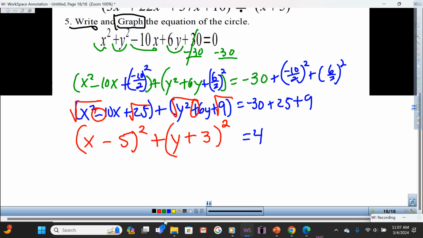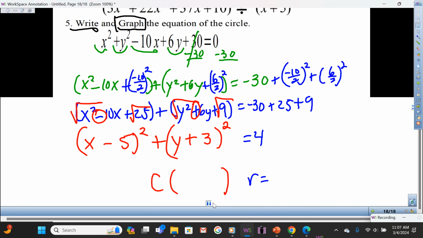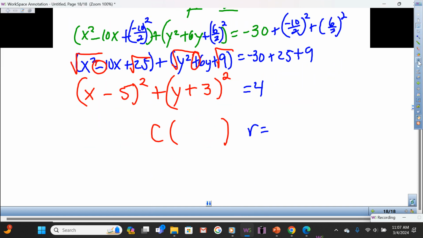Graphing. Okay, so I need a center. Tell your neighbor the center, and I need a radius. Tell your neighbor the radius. Center and radius. All right, see if we remember. Looks like Ryland's got it, but I'm going to go over this one.